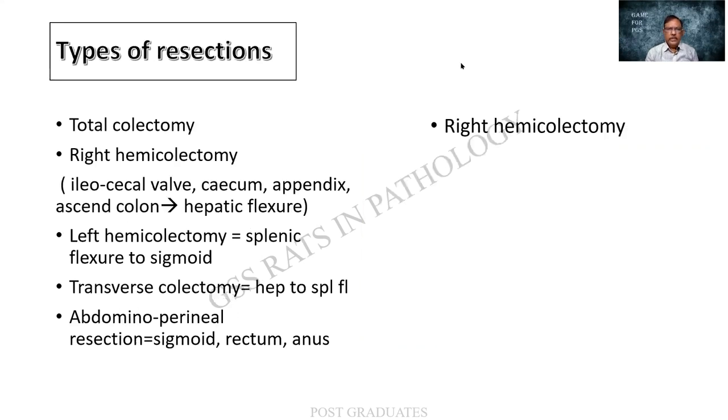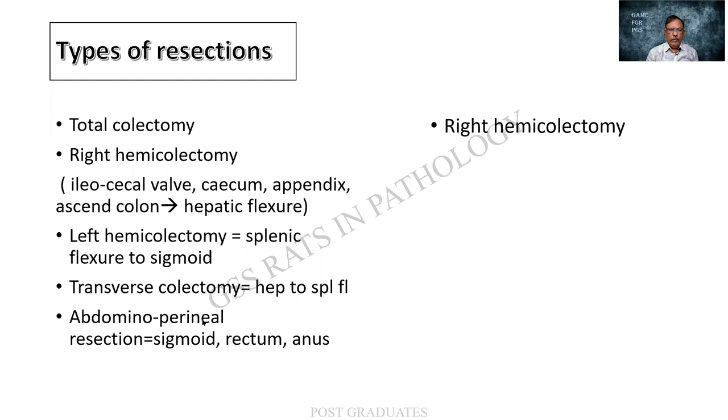What are the types of surgeries that could be done on the colon? It can be a total colectomy, entire colon is removed, right hemicolectomy, which starts from the ileocecal valve, includes the cecum, appendix, ascending colon, up to the hepatic flexure. Left hemicolectomy from the splenic flexure to the sigmoid colon. Transverse colectomy from the hepatic to the splenic flexures.